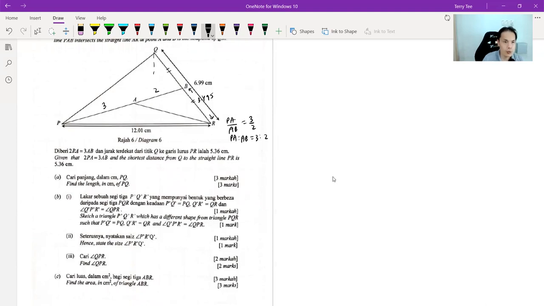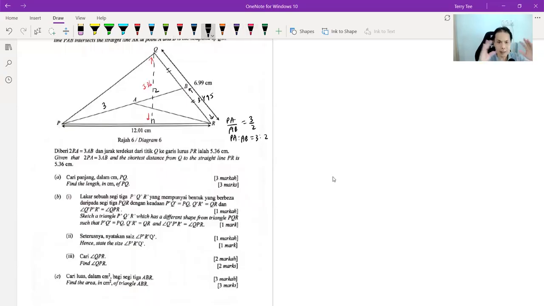And the shortest distance from Q to straight line PR is this. This is your shortest distance, and your shortest distance is 5.36. Maybe I highlight here. This distance is 5.36. I'm supposed to find the length of PQ.